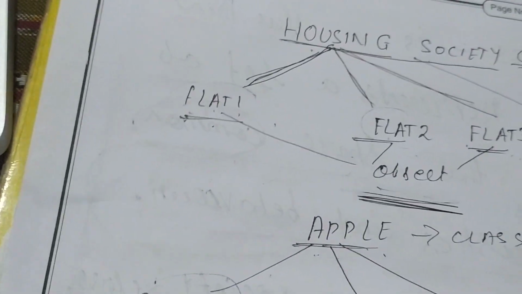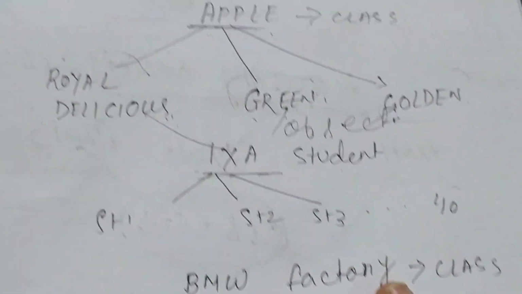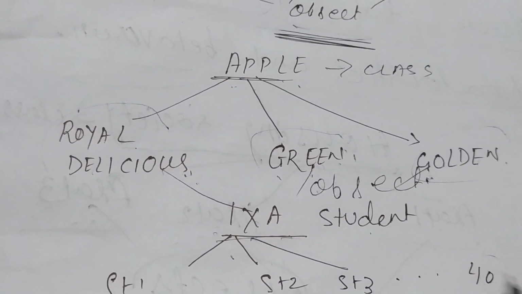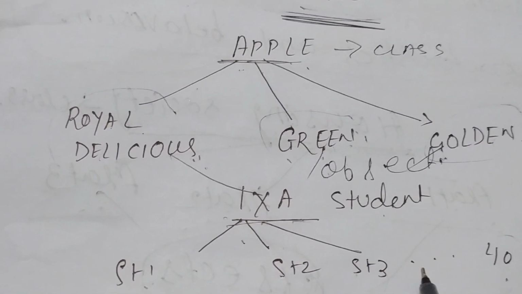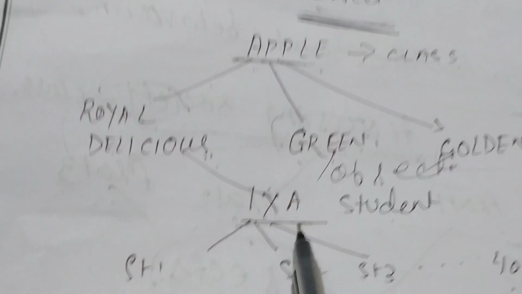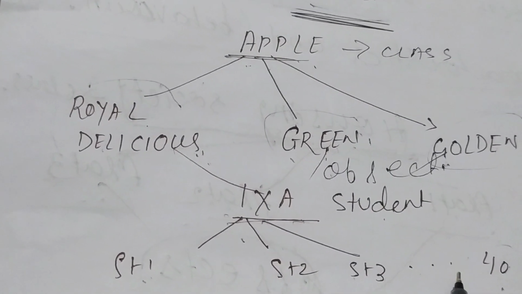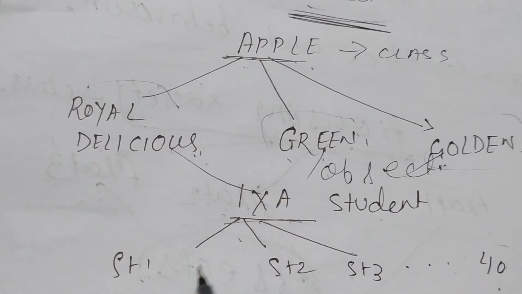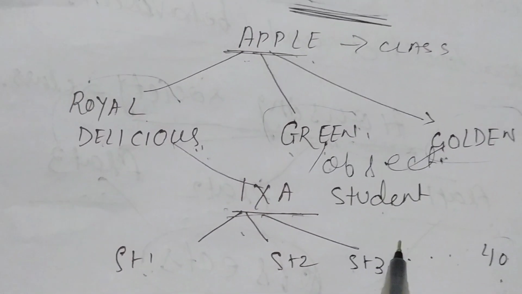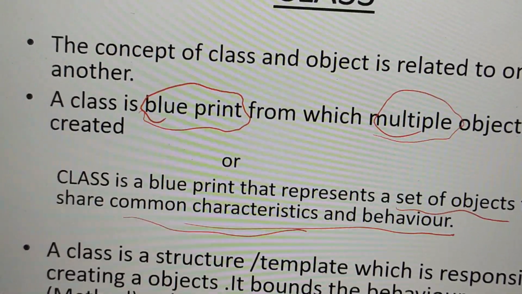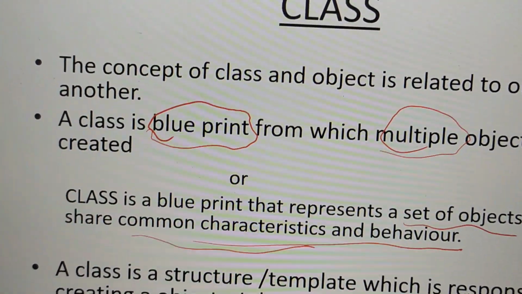Now for a third example, suppose there is a 9th A student class, and there are 40 children. Student roll number 1, roll number 2, roll number 3, like this 40 roll numbers are there. That means 40 students belong to class 9th A. These 40 students are the objects, and 9th A student is the class. In this class, all the students have the same state and the same behavior. So we can say the class is a blueprint that represents a set of objects that share common characteristics and behavior.